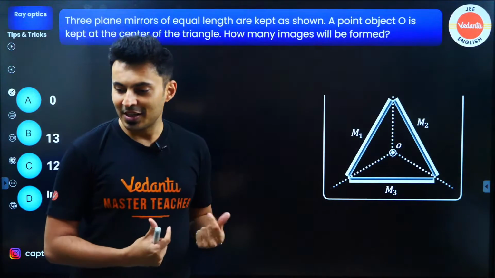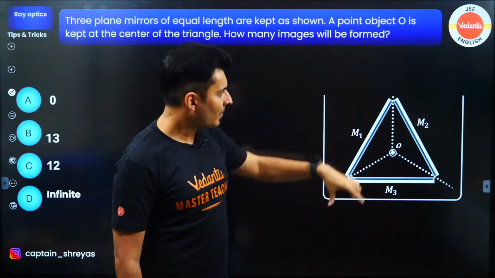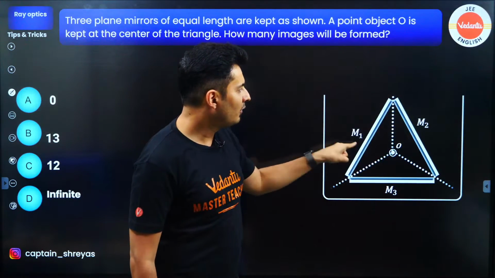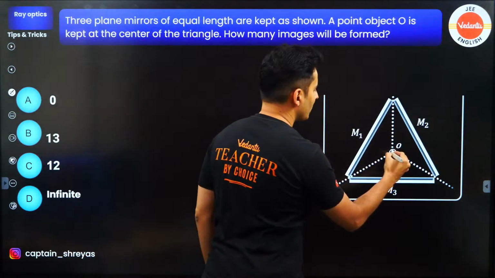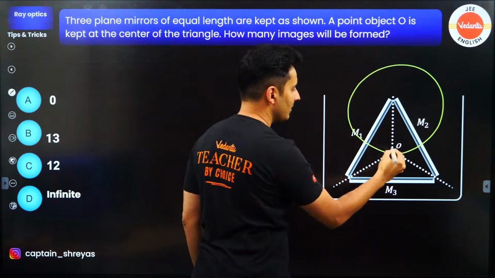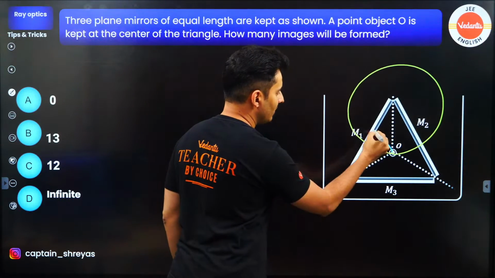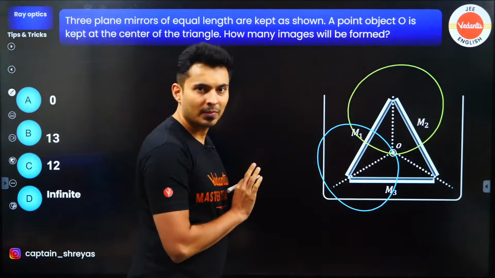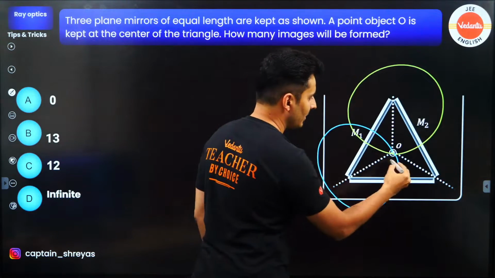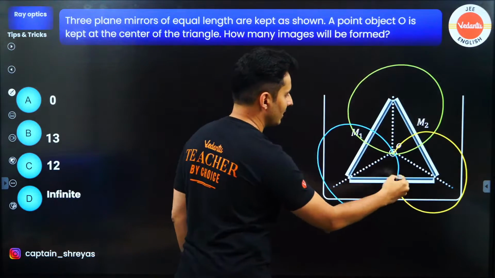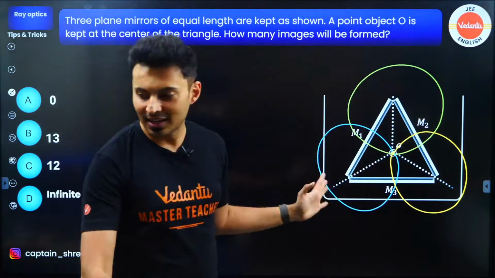Very good. 0, 13, so many of you are confused. I'll tell you what you can do. Take 2 mirrors at a time. When you take these 2 mirrors, this object will form images in this circle. Correct? Similarly, if you take these 2 mirrors, then this object will form images in this circle. Correct? In this particular circle.